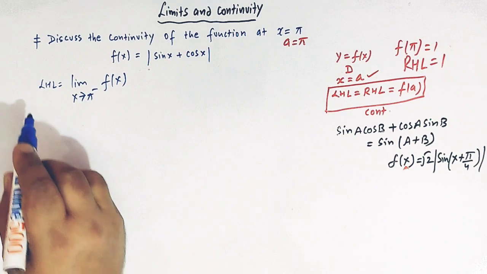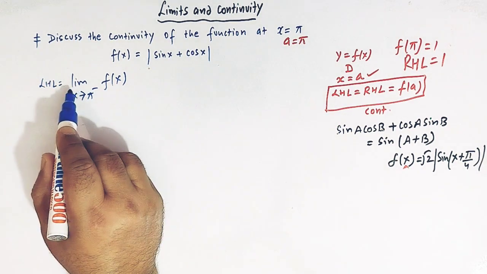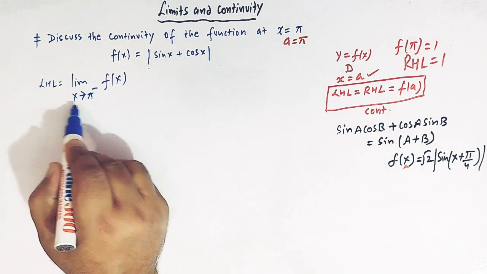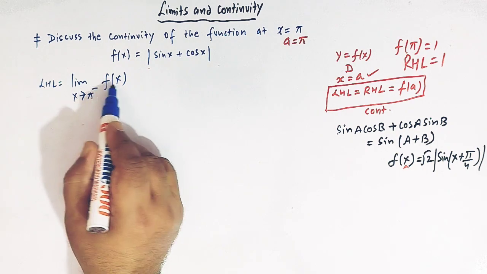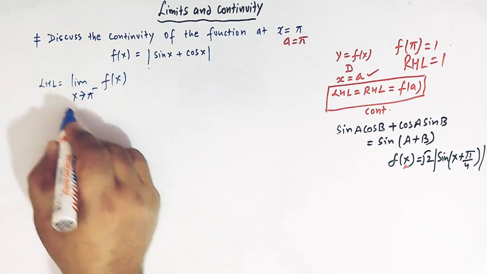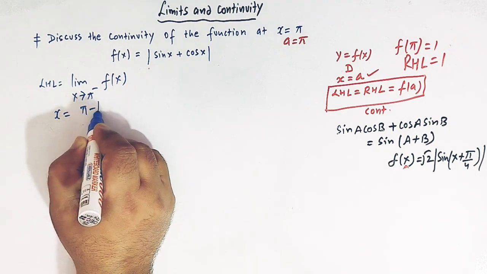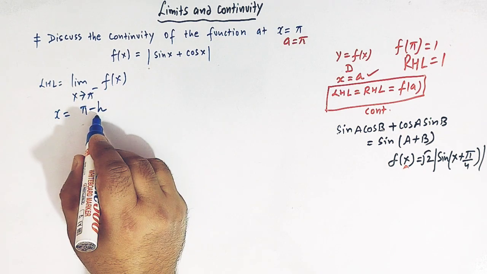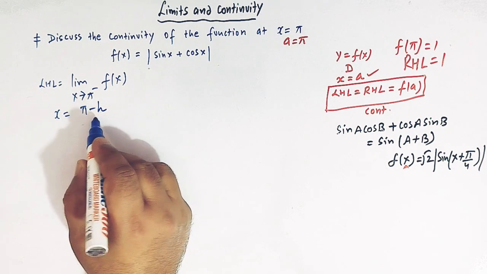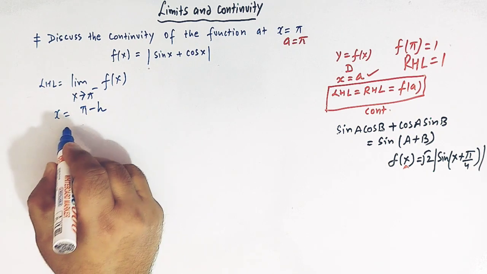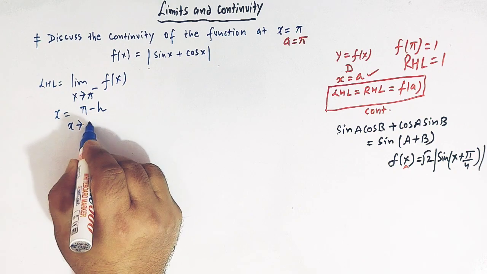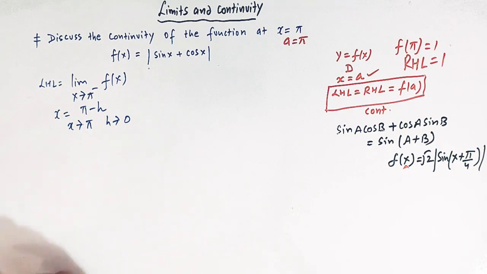Now let us find out the left hand limit, right? The notation for left hand limit is limit x tends to pi minus of f of x. So here we'll take x is equal to pi minus h, and again h is a very small quantity and it is positive, right? And when x tends to pi, h tends to 0.